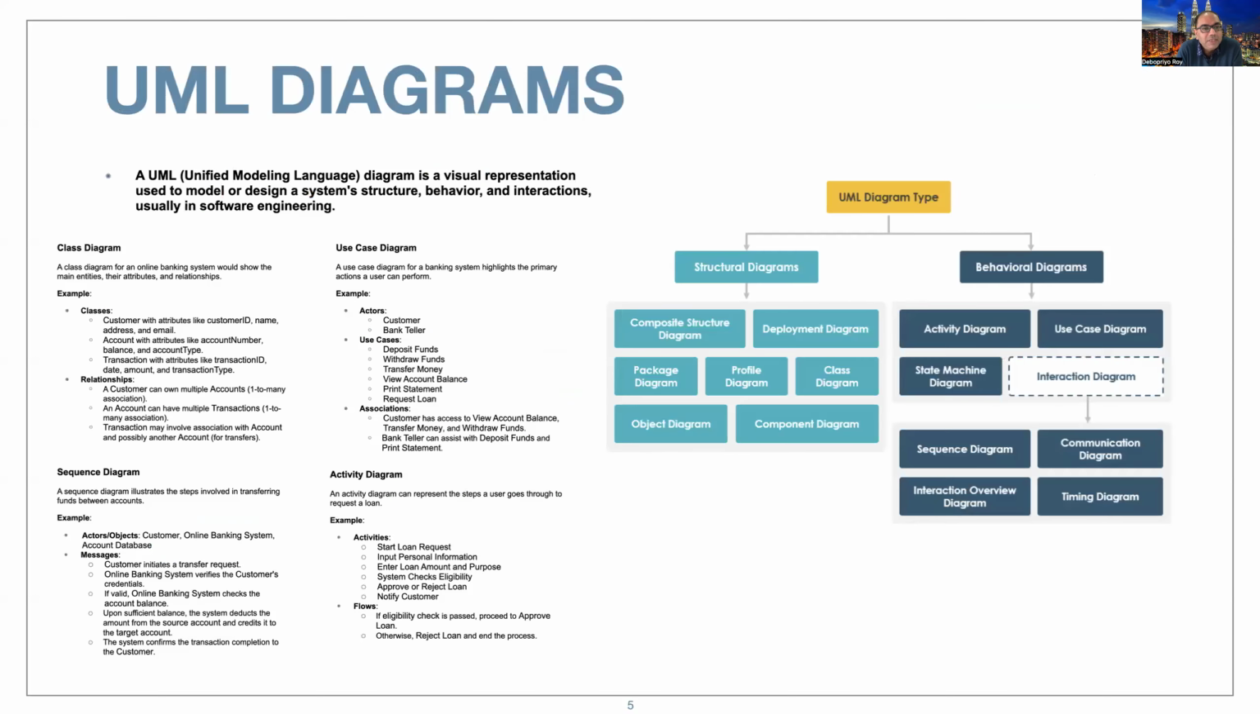All right, so here you see UML diagrams, different kinds of. So a UML diagram is the Unified Modeling Language diagram. It's a visual representation, and you see various kinds of prompts that are related to different kinds of UML diagrams. So the class diagram for an online banking system would show the main entities, their attributes, and relationships. So the classes could be the customer with ID, name, address, email, and the account with attributes like account number, balance, transactions. These are all classes. Then you go on to the relationships. A customer can own multiple accounts, an account can have multiple transactions, and so on.